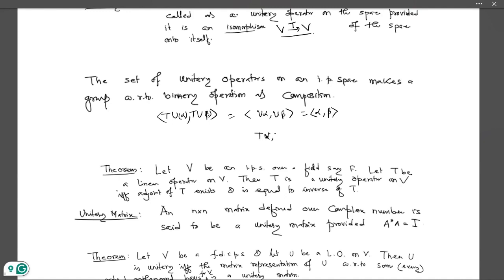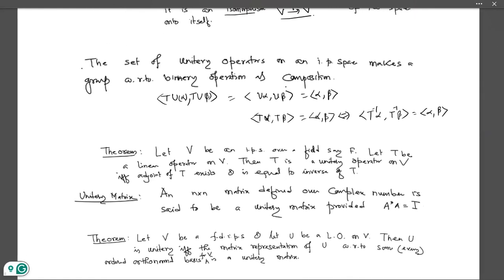T alpha, T beta is equal to alpha, beta. This will itself imply that T inverse alpha, T inverse beta is equal to alpha, beta, if and only if. So T inverse is also a unitary operator, so the inverse exists. Composition is also a unitary operator. So all conditions are verified basically. Check if anything is missed.